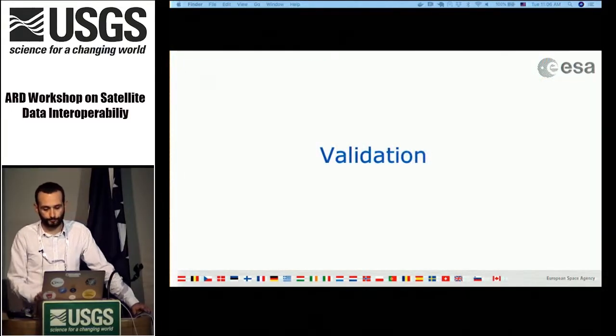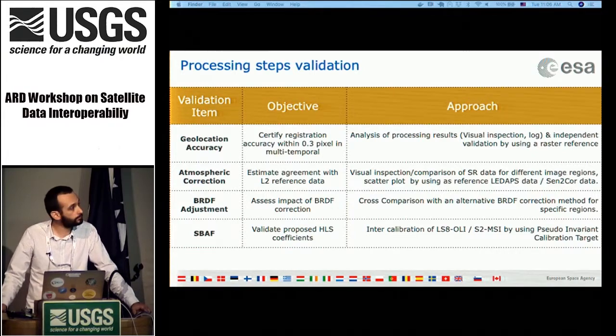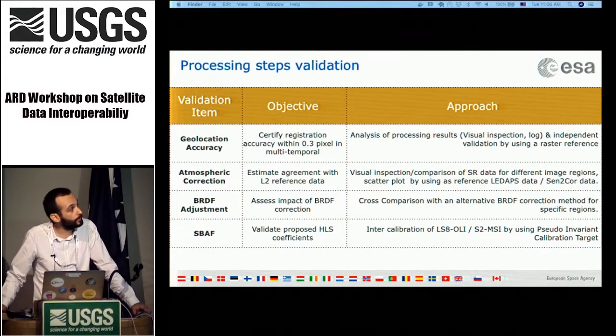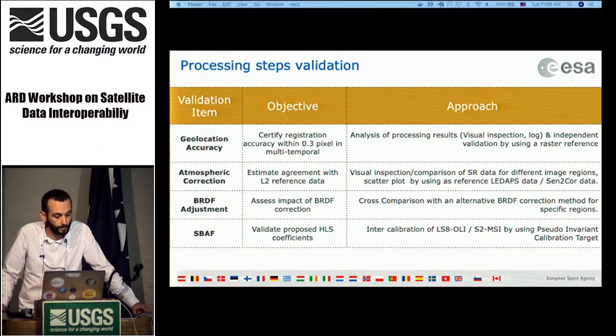A few words about validation. All the processing steps which I showed you before have to be validated. For instance, the geolocation accuracy, with the objective to certify that the registration accuracy is within 0.3 pixel in multi-temporal. The atmospheric correction as well has to be validated, by visual inspection and by comparison of surface reflectance using, for instance, reference data on the ground. The BRDF correction as well has to be validated, as well as the SBAF processing steps.